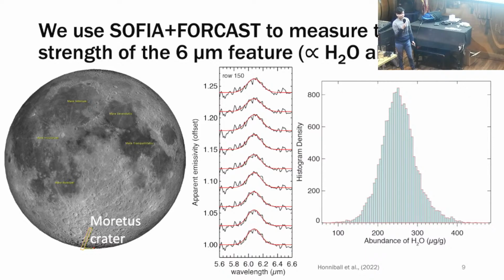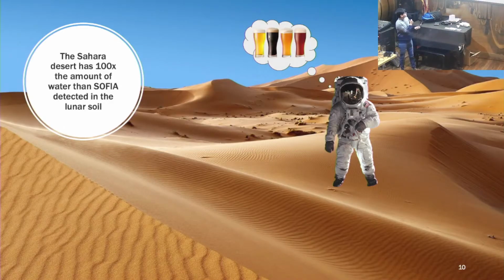Now, what does that mean? Because that's not like, is that like a swimming pool? What's up? The Sahara Desert has 100 times more the amount of water than we detected on the moon. So yeah, if you send an astronaut there, he's going to be thirsty.